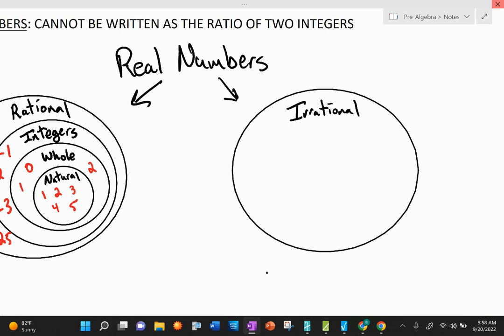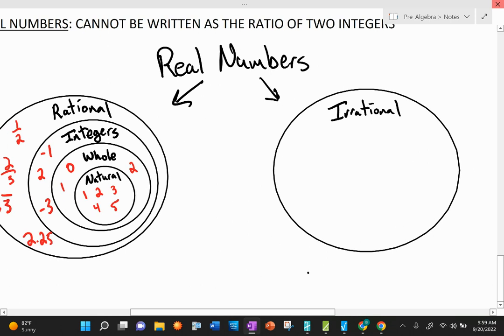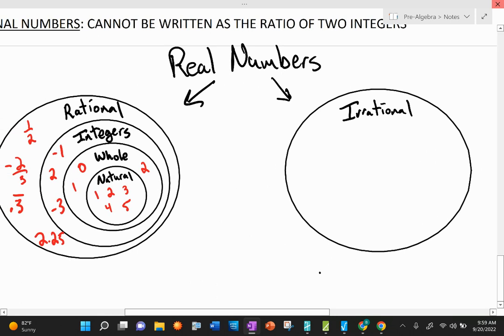Irrational numbers are numbers that do not end, which is different than repeating. Okay? Repeating numbers are rational. If you look over here, we have 0.3 repeating, or negative 2/3, which is also repeating. And the reason is the definition: a rational number is a ratio of two integers. 2/3 is a ratio, 1/3 is a ratio, but those are repeating decimals, so they don't count as irrational.